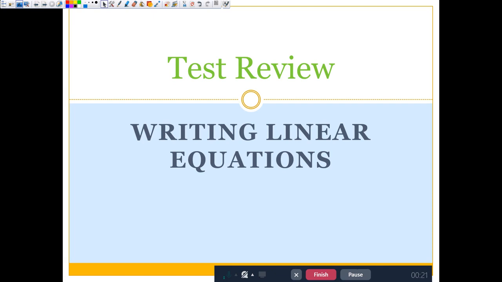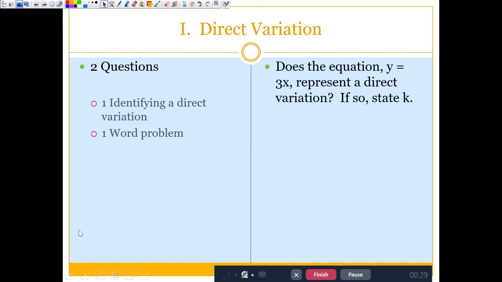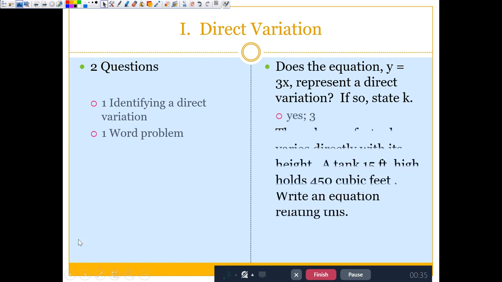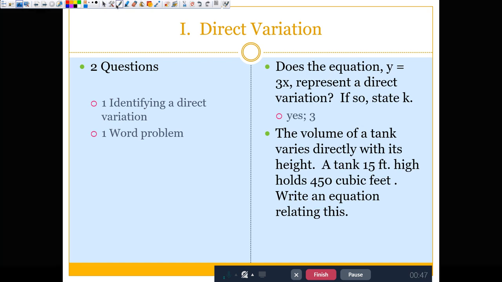There are going to be 2 questions on direct variation, one in which you are identifying if it is a direct variation problem, and one which will be a word problem, and you have to write a direct variation equation. So, for example, here it says, does the equation y equals 3x represent a direct variation equation? If so, state k. So yes, because direct variation is in the form of y equals kx, where k is your constant rate of change or slope.